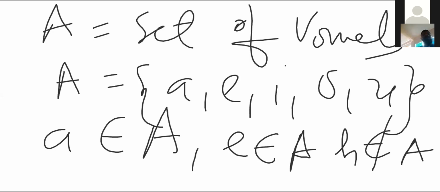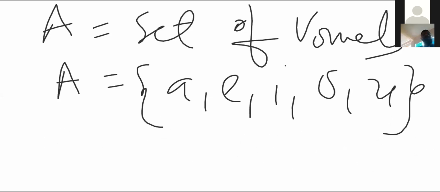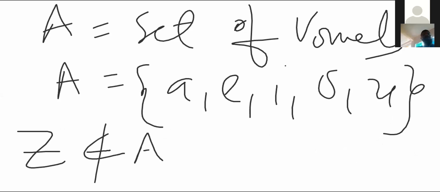All right, so you get to understand these things. You now know how to write that something is not an element of another thing. Okay, so basically that's it. I want to write it again so you understand. Of course, Z is not an element of A, because Z does not belong to vowels.